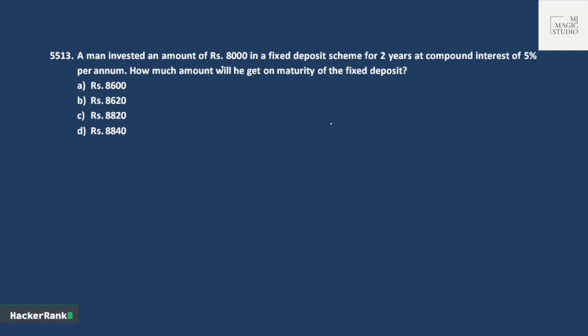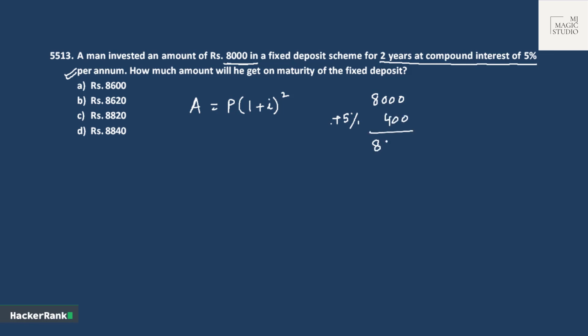A man invested an amount of rupees 8,000 in a fixed deposit scheme for 2 years at compound interest of 5% per annum. How much amount will he get on maturity? Use the direct formula, or just a simple lengthy process. 8,000, add 5%, that is 400. 8400, again add 5%. 10% is 840, 5% is 420. This will be 8820. This is what he will get after 2 years. 8820 is in option C.